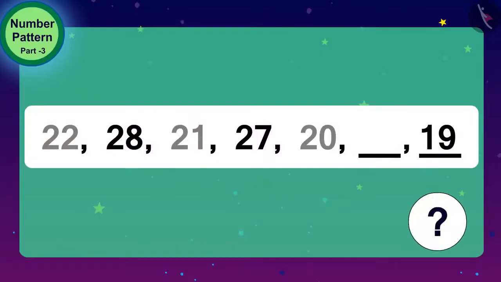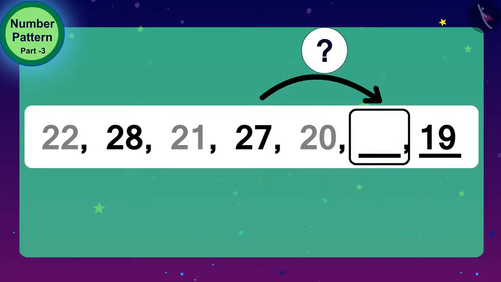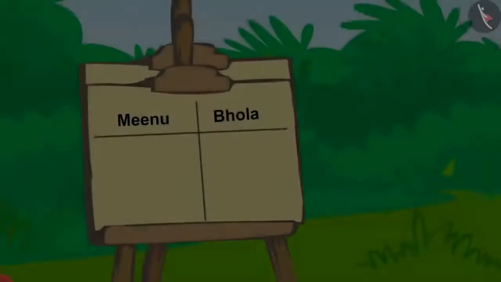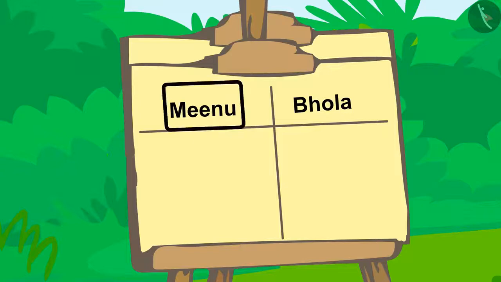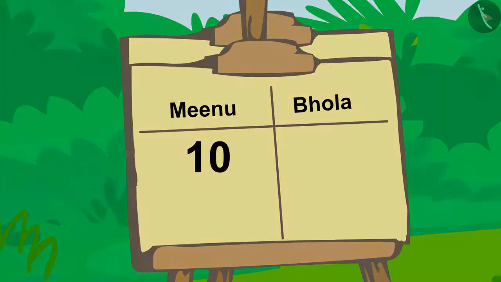Children, can you tell what number will be in the sixth place? Exactly. In sixth place is 26, 1 less than 27. In this way, Meenu won the round by winning 10 points.